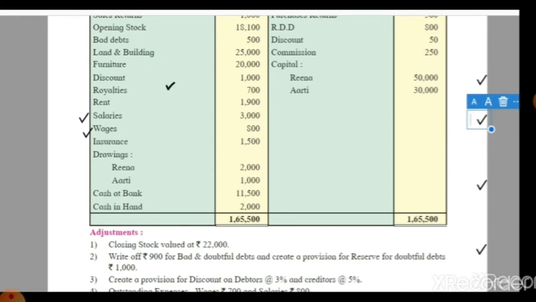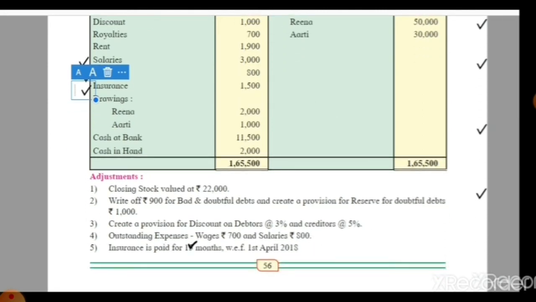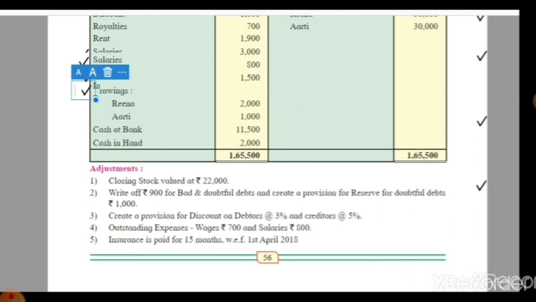insurance. So we put a tick mark before the insurance, which is available in the trial balance debit list. First of all, we deduct that prepaid insurance from the insurance which is available on the profit and loss account debit side, and the second effect of this is shown on the asset side.